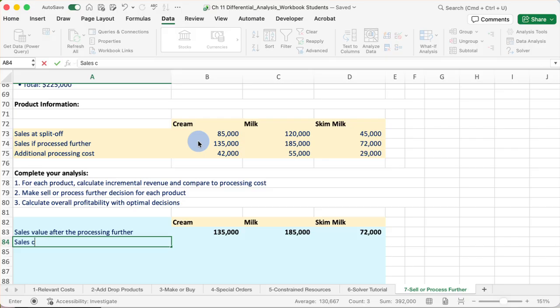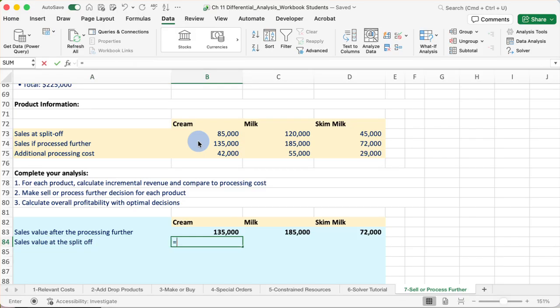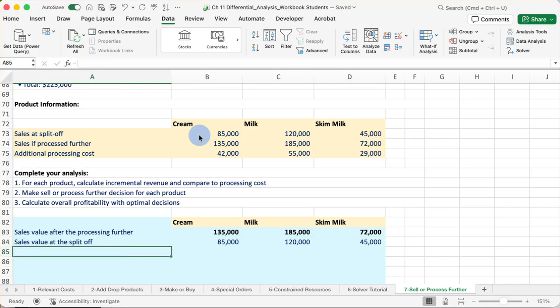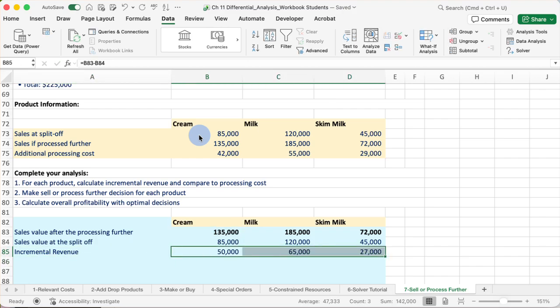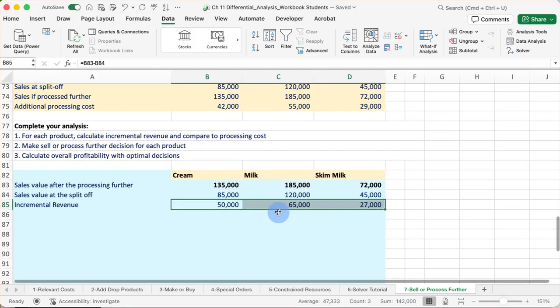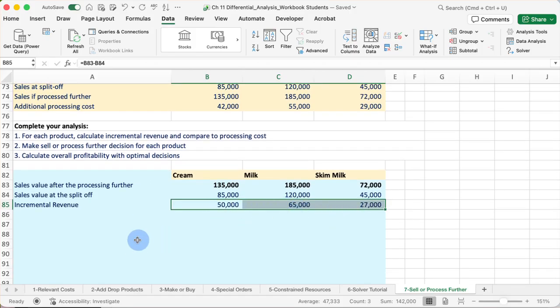Sales value at the split off, 85, 120, and 45. And so this gives us an incremental revenue, which we calculate by subtracting the processing further minus the processing it at split off. So when we complete that math inside of Excel, we see incremental revenue of $50,000, $65,000, and $27,000.